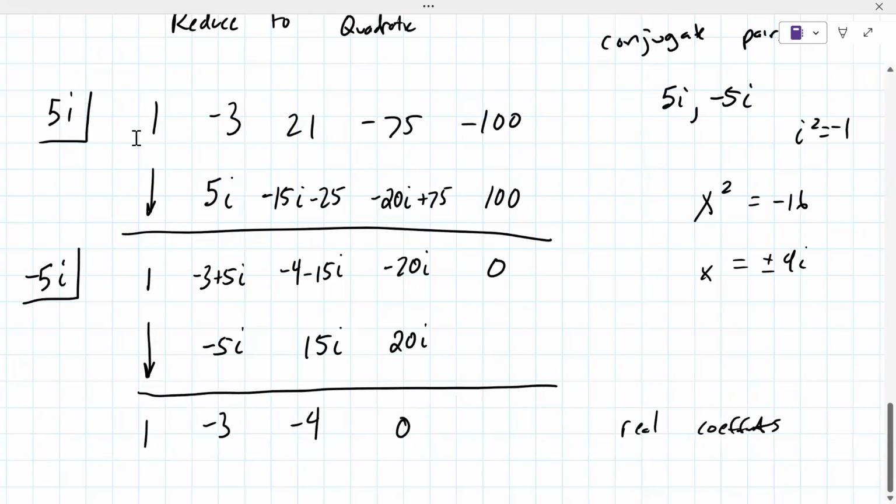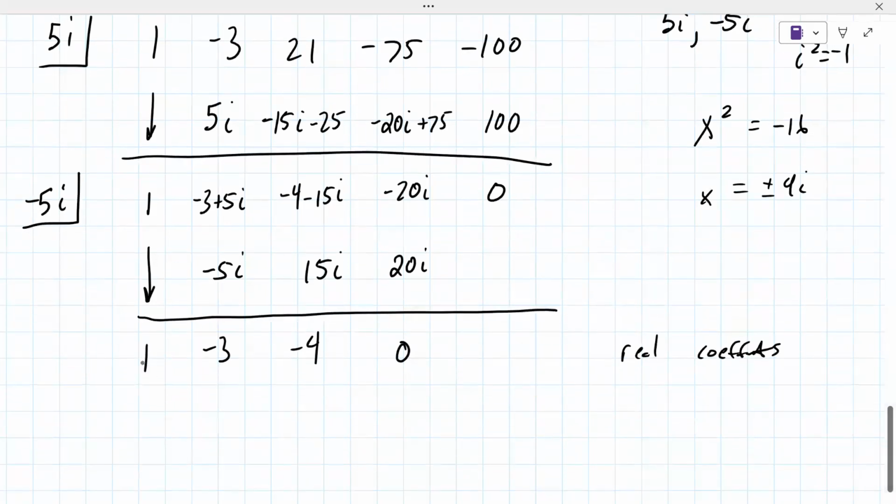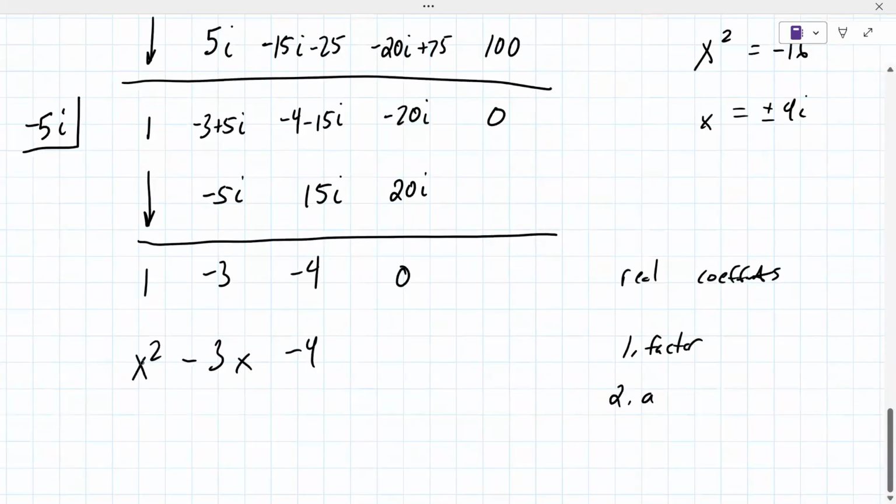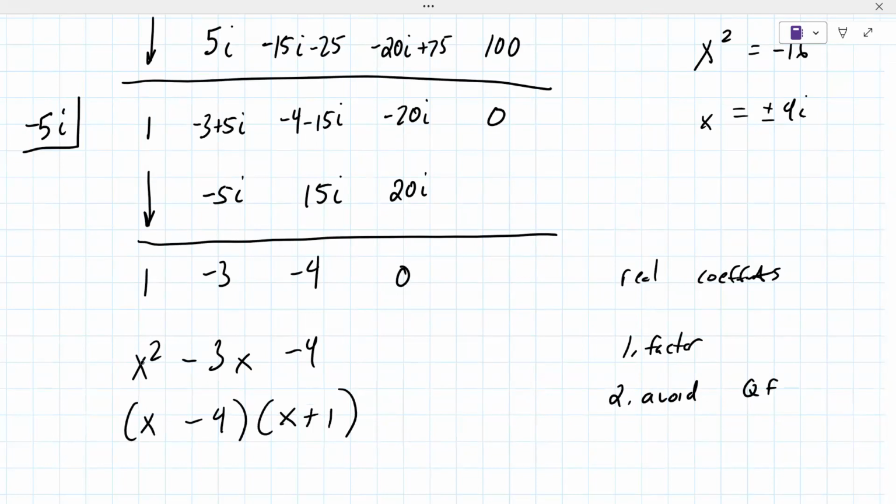So it was an x to the fourth minus 3x cubed plus 20x squared minus 75x minus 100. Then it's now a cubic. Notice, I don't rewrite it, I just keep going. That'll save you some time as well. This is now an x squared minus 3x minus 4. And so from here, you always try to factor first. Avoid quadratic formula if you can. Okay. And then you're down to this.